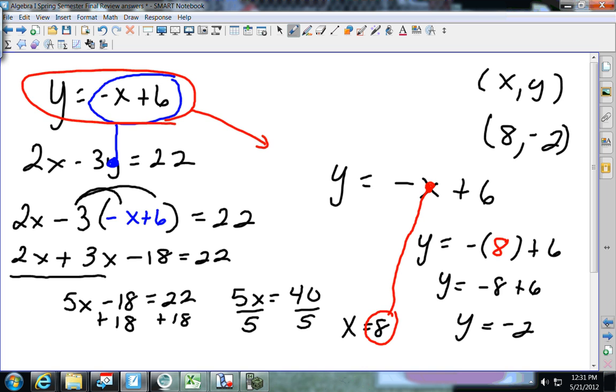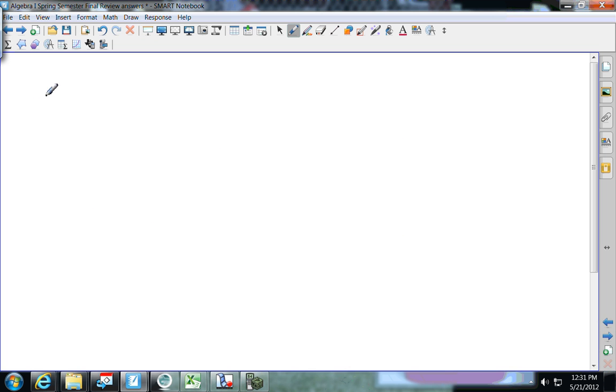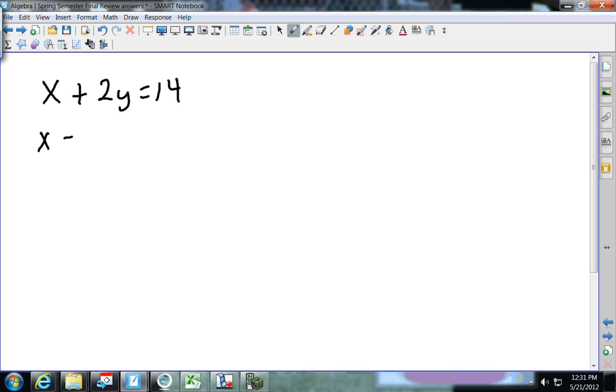The next one, let's see, I have x plus 2y equals 14. And x equals 3y minus 11.